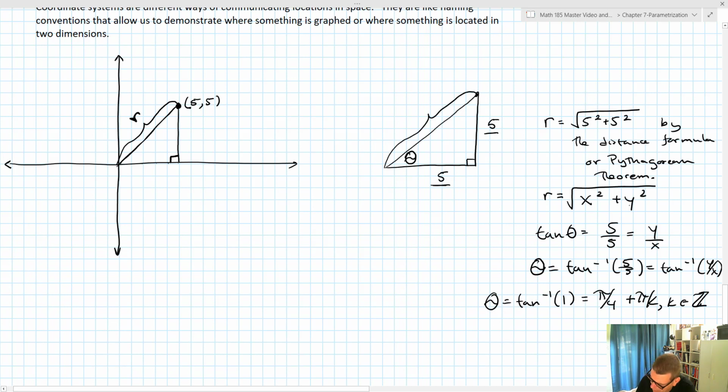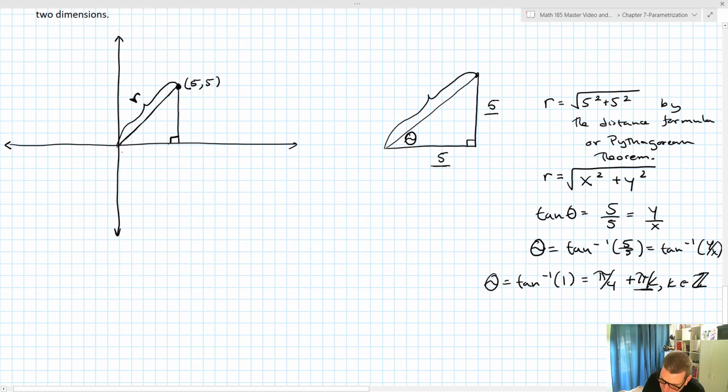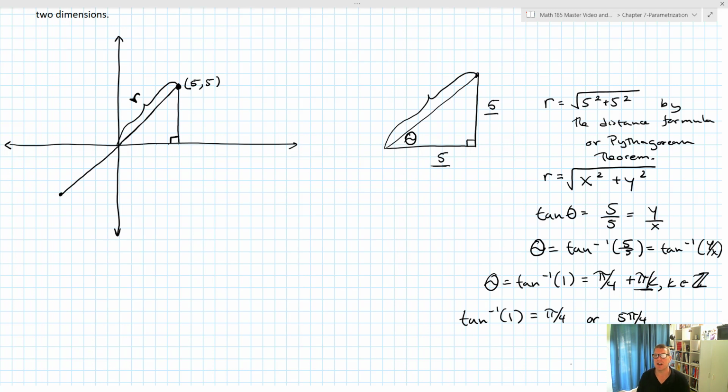Now, there's an issue here, though. And the issue here is, notice that this is plus pi k, because tangent has a period of pi, right? So if you think about it, not only does tan inverse of 1 equal pi over 4, it's also going to be the same value if it was down here, and that's 5 pi over 4, which is actually plus the pi k. So how do you know which one it is? Well, you've got to take a look at your x and y's, because this depends on the quadrant in which the coordinate lies.